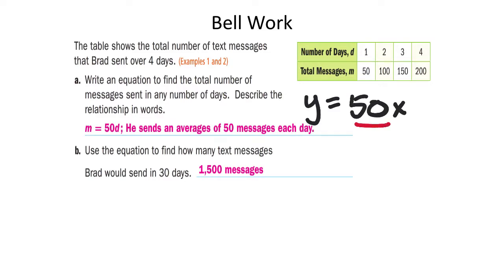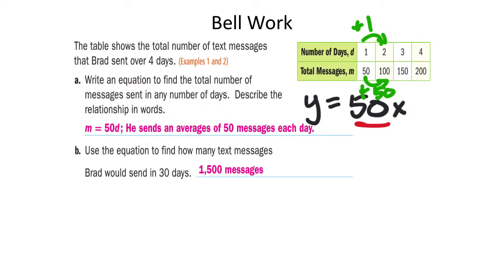And just so we understand, 50 is the rate of change or the slope on this one, because in the table it's showing that he's going to send 50 messages here in this one day. So that's a 50 to 1 ratio, which is the rate, 50 messages per one day.